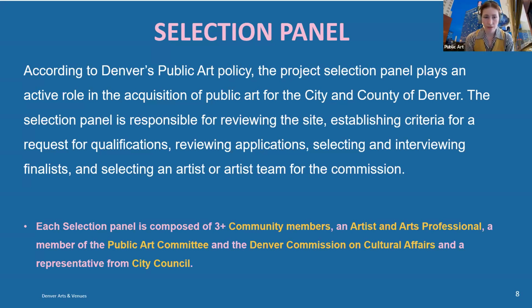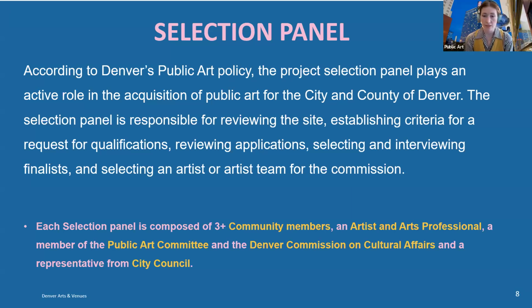Instead, the selection panel has a composition that is defined by the ordinance. So it'll always include these categories. There's always going to be 3 or more community members. Those are people who live or work right in the project area. We're always going to have an artist and an arts professional serve on the panel as well. So that's something to think about too as an artist.